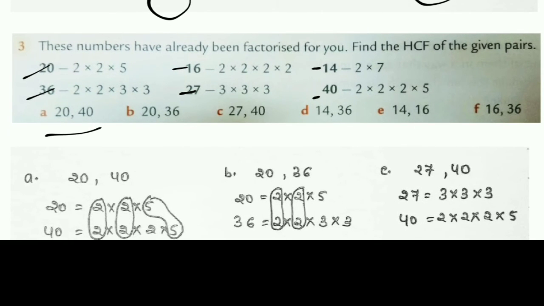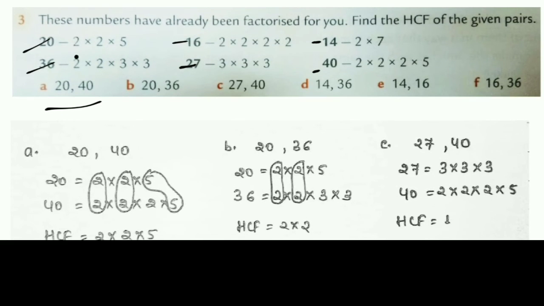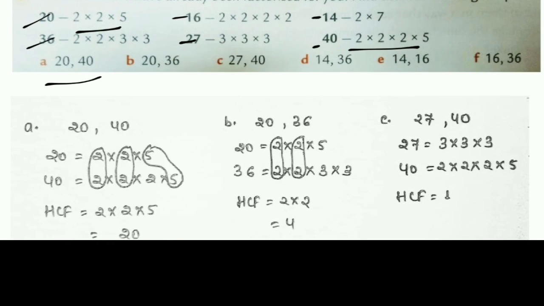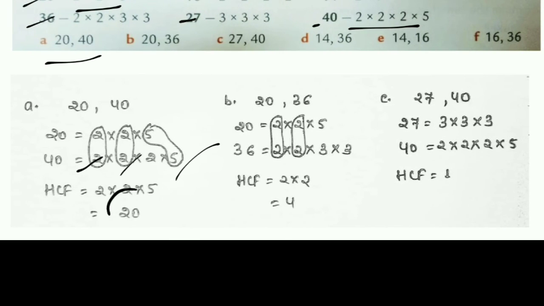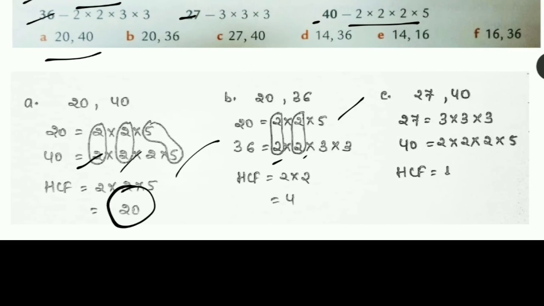So how to find factor? It is already there. So 20 means 2 into 2 into 5 and 40 means 2 into 2 into 2 into 5. So in this one, first we have to find the HCF. So see, this 2 common, this 2 common and this 5 common. So what is the HCF? HCF is 20. Same here, 20 is 2 into 2 into 5, 36 is 2 into 2 into 3 into 3. So HCF is this 2 and this 2 is common. So HCF will be 4.